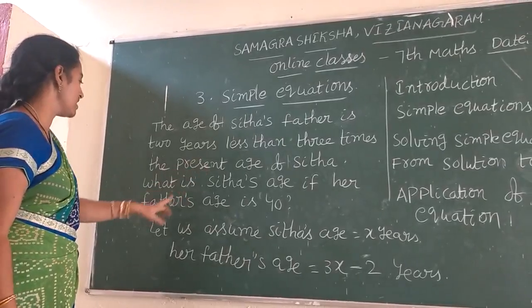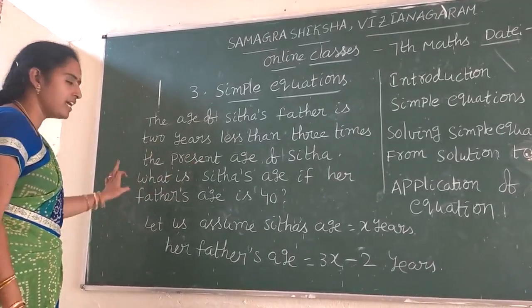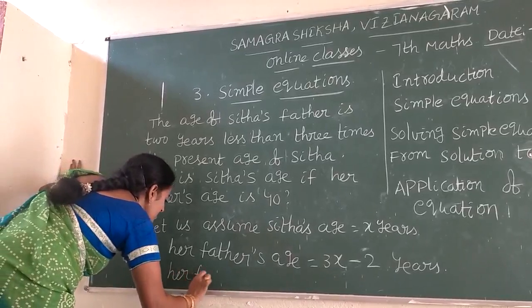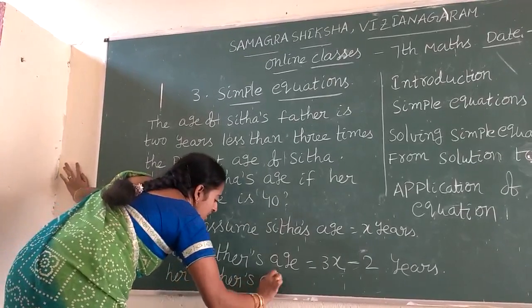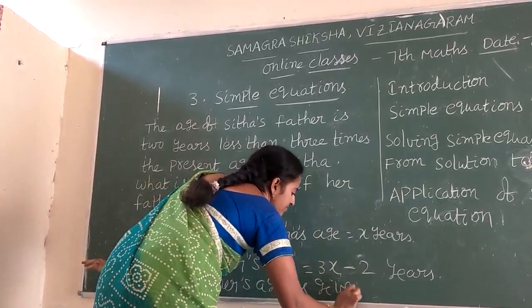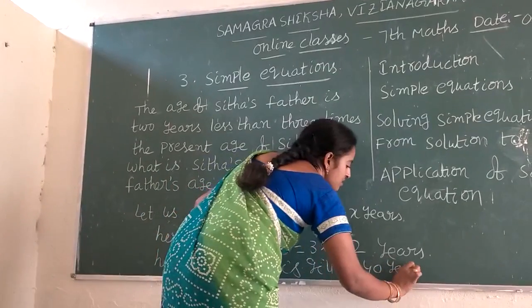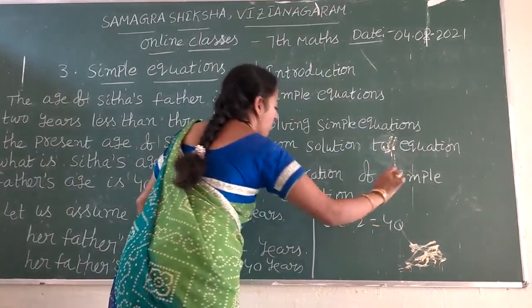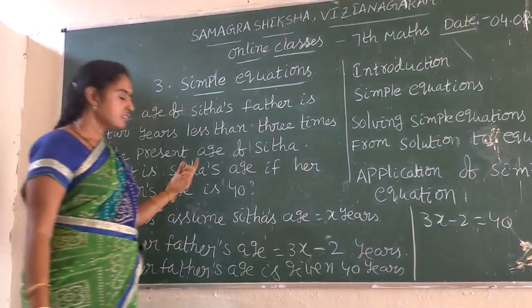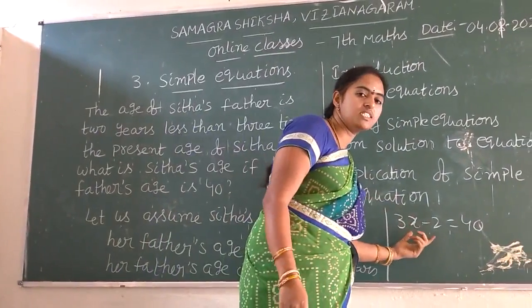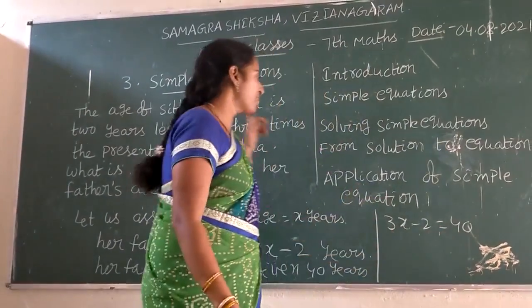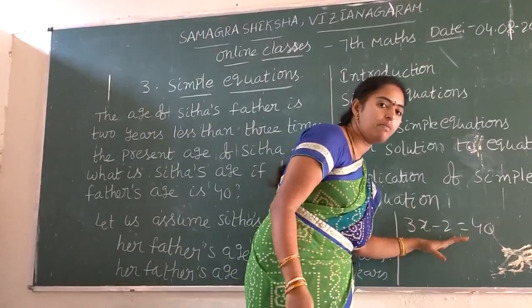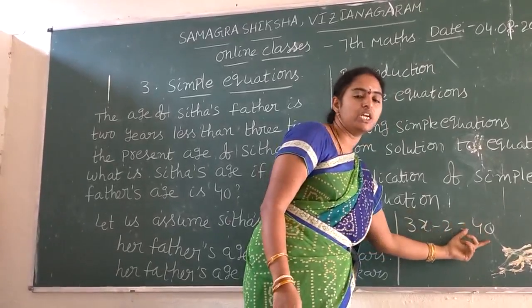Next, we have to find Sita's age if her father's age is 40. Here in this situation, her father's age is given as 40 years. So 3x minus 2 is equal to 40. Using this mathematical statement, this equation will become 3x minus 2 equal to 40.